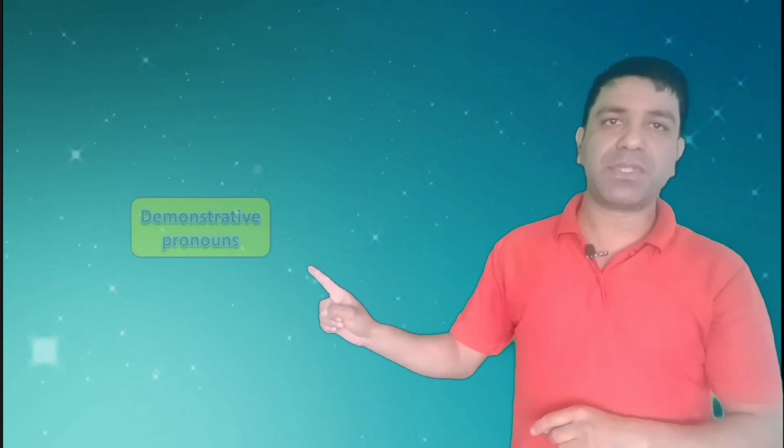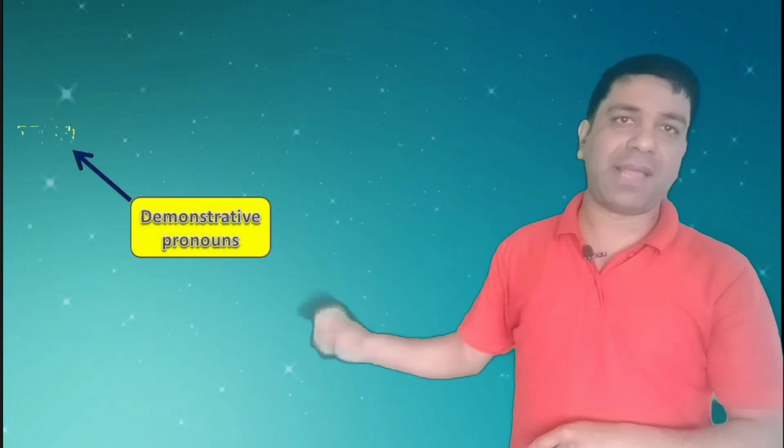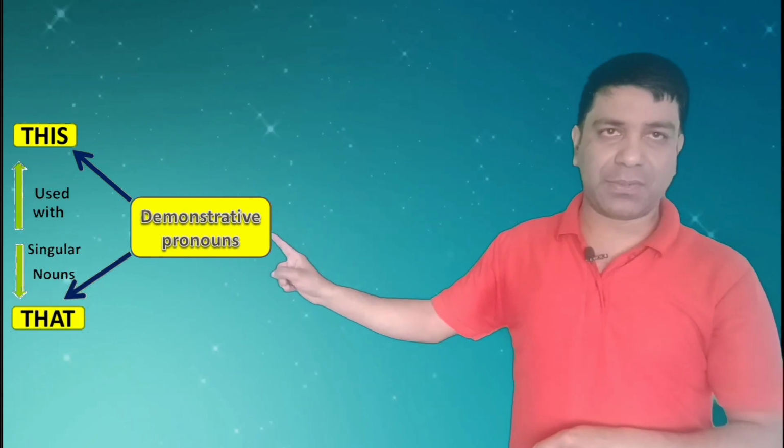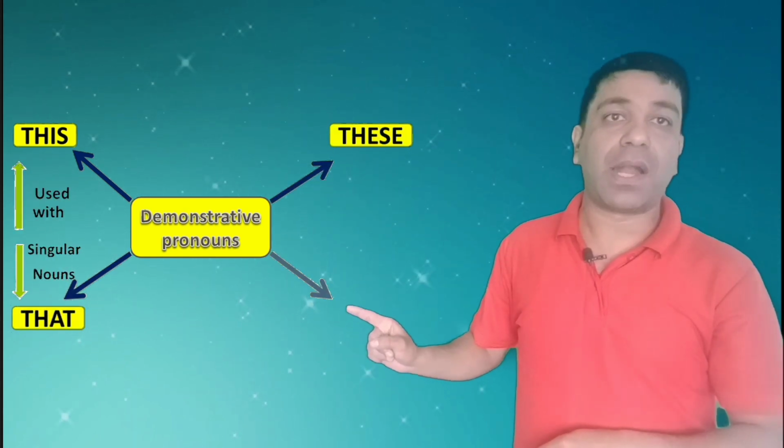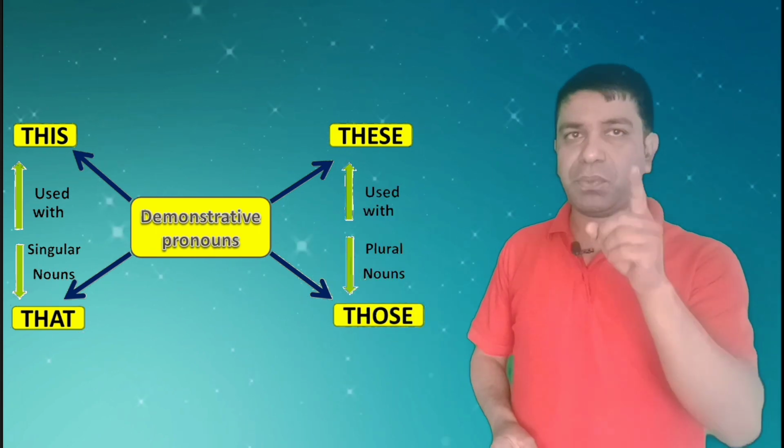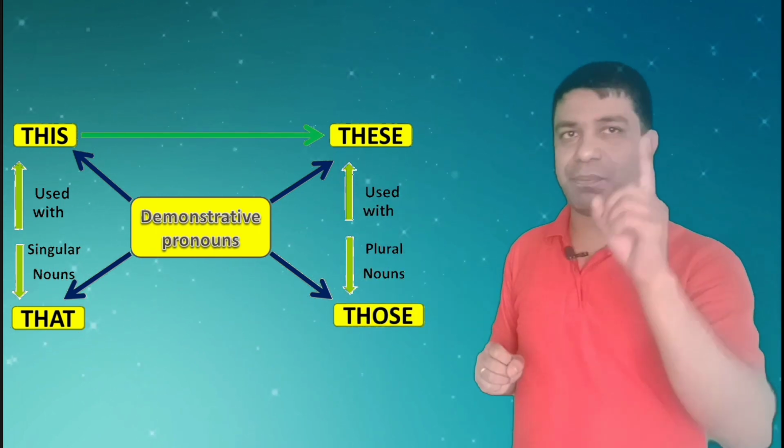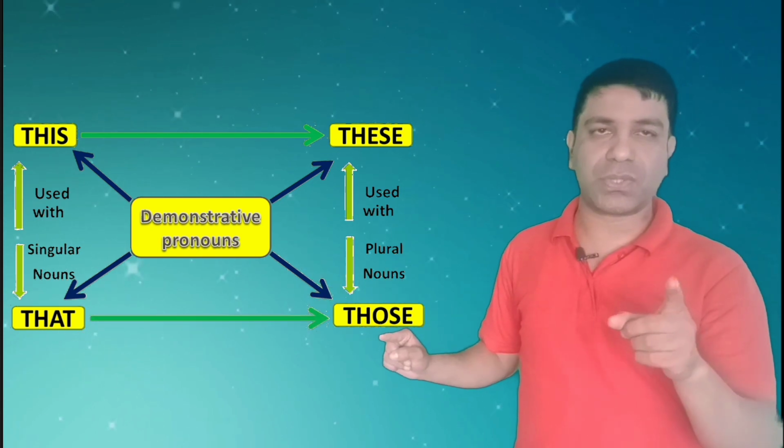Look at this chart for a better understanding. This, that, these and those are demonstrative pronouns. This and that are used with singular nouns and these and those are used with plural nouns. The plural of this is these and the plural of that is those. So you can say this is a football and that is a football. These are footballs and those are footballs. Besides, this and that are also used to talk about the time and experience as well.